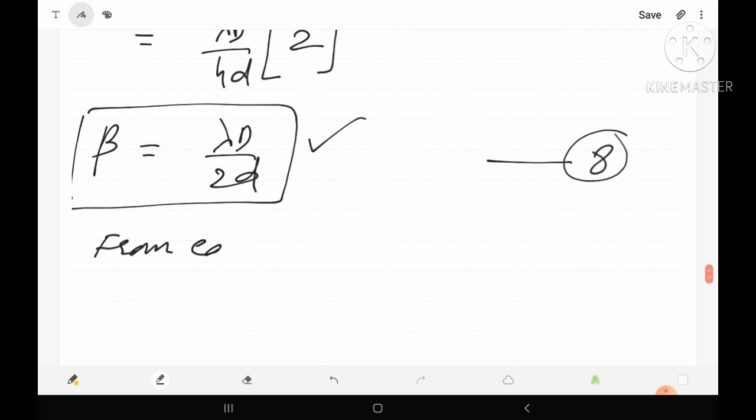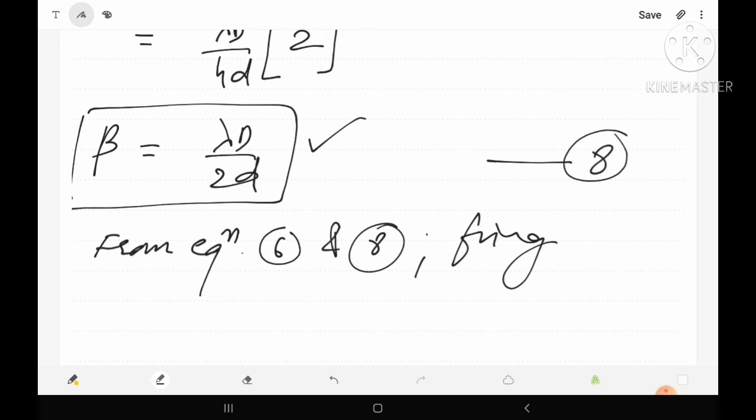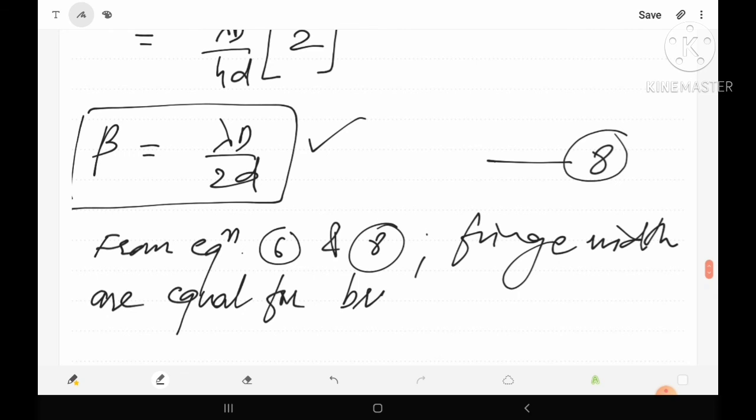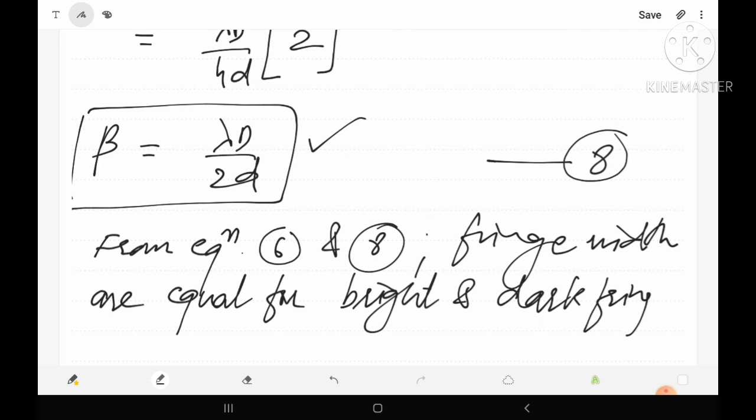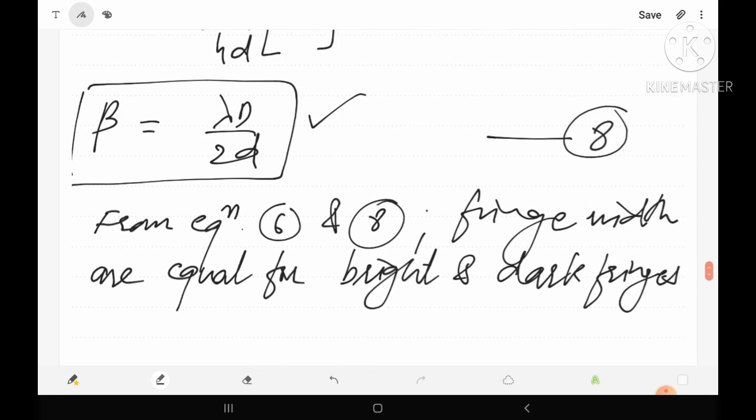From equations 6 and 8, the fringe widths are equal for bright and dark fringes, and this is the condition of fringe width.